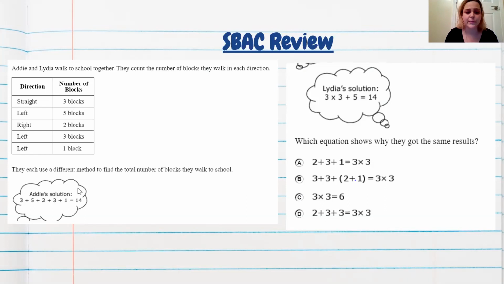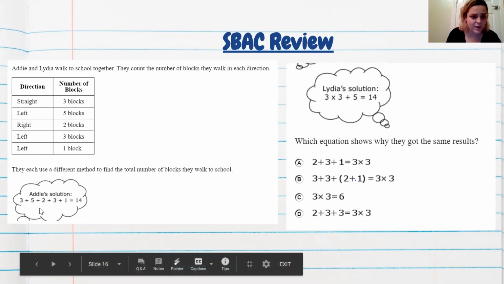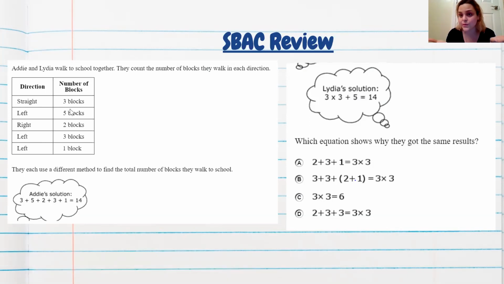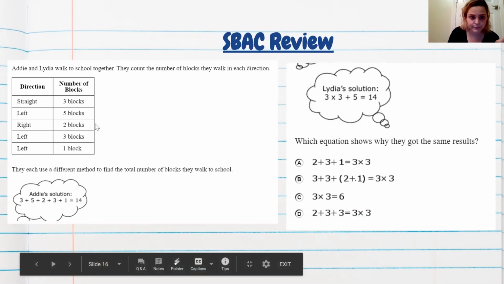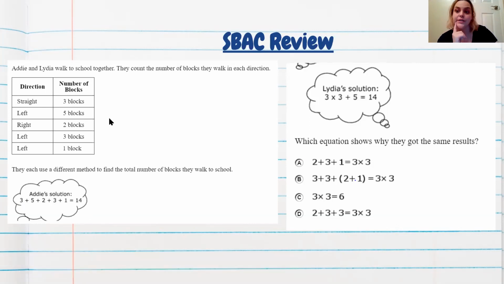They each use a different method to find the total number of blocks they walk to school. So Addy's solution is 3 plus 5 plus 2 plus 3 plus 1, which is, what do you notice, right? Where is she getting these numbers from? And then look at Lydia's solution. Lydia says 3 times 3 plus 5 equals 14. So first of all, I want you to think to yourself, what do you notice? What is the similarity between Addy's solution and Lydia's solution?